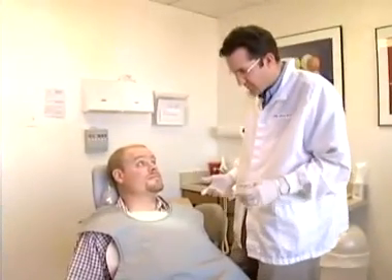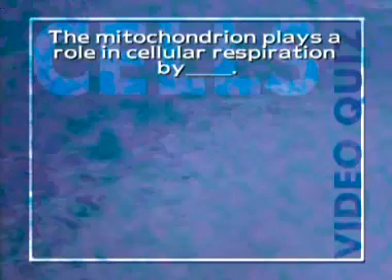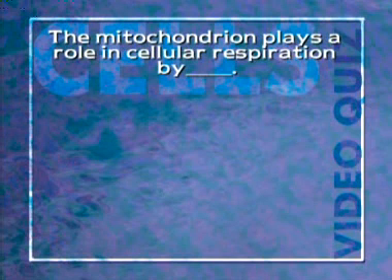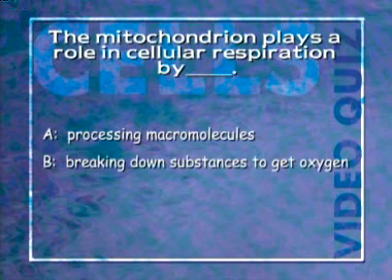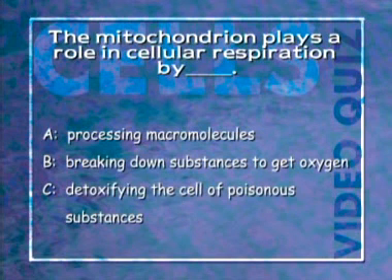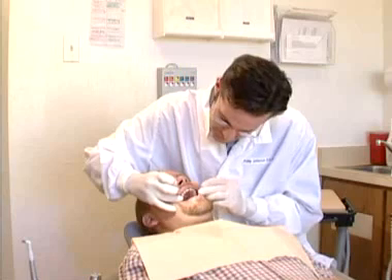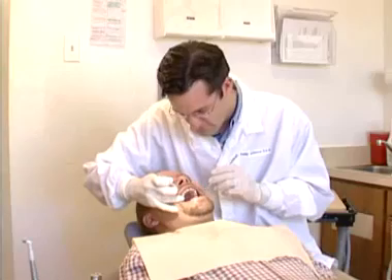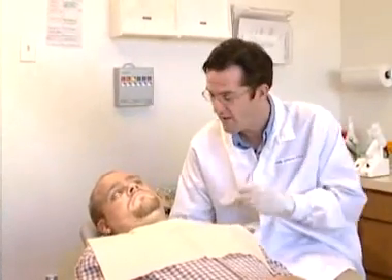Well, we need to get some more x-rays now, but right after this question. Question 12. The mitochondrion plays a role in cellular respiration by A. Processing macromolecules, B. Breaking down substances to get oxygen, C. Detoxifying the cell of poisonous substances, or D. Using oxygen to breathe. Well, you're all done here. All we need to do now is write your answers down, and we'll have you rinse.